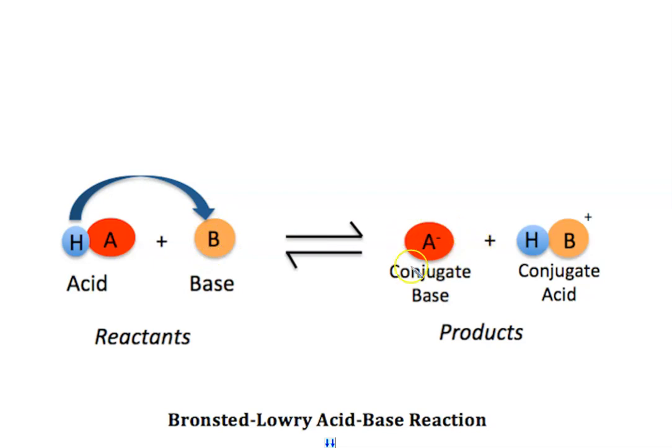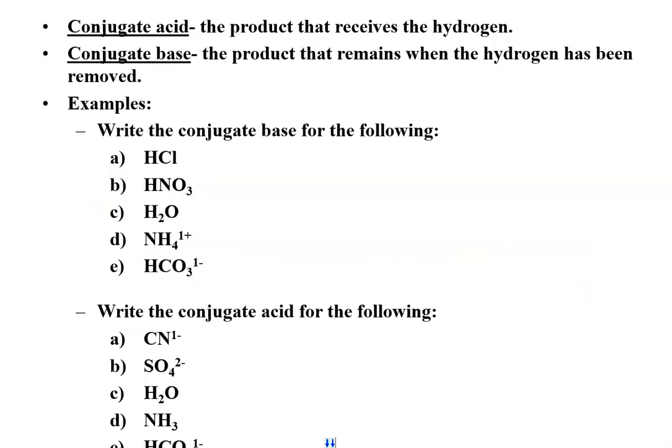to move over to the base. The product over here, the conjugate base, is what's left. It's the anion that's left. And the conjugate acid is going to be what has picked up the hydrogen. So I wanted to make this video just to practice a couple of the ones from the PowerPoint. So we've got those definitions there.